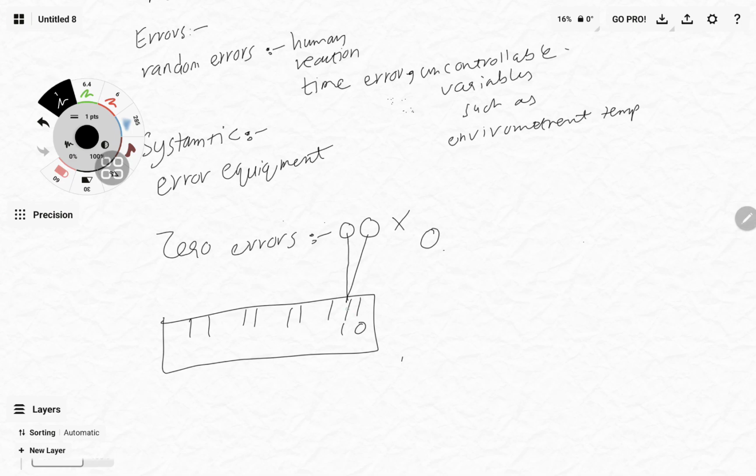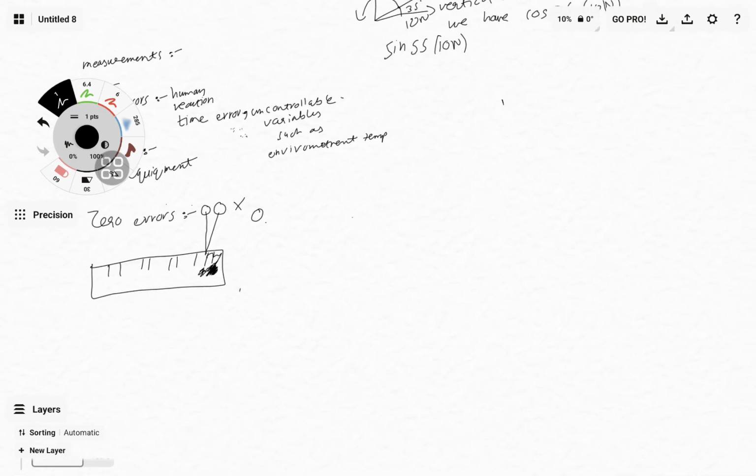We also might have a bit of wear and tear at the board, like at the 0 and the 1 place, so we might not read it properly. So that's the zero error. Or if we have a vernier caliper or a micro screw gauge, it might not be properly set up, so you might read it wrong, and thus that causes a zero error.